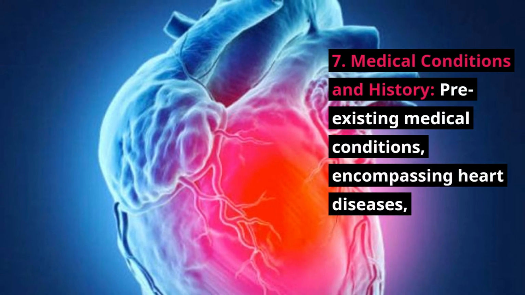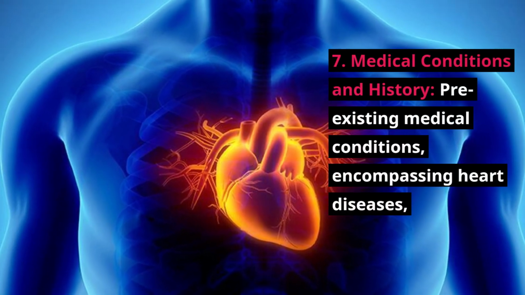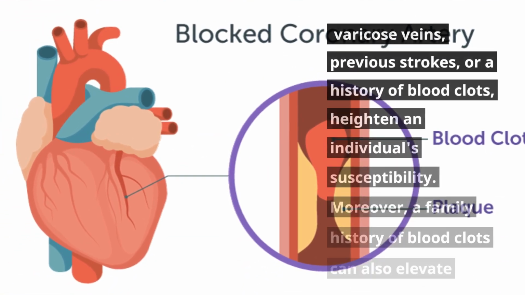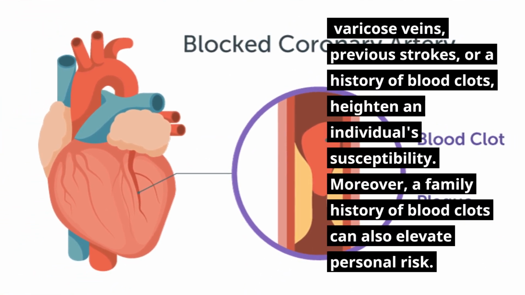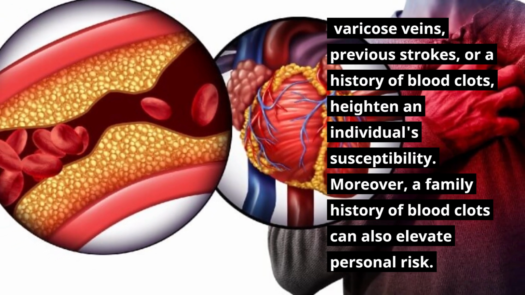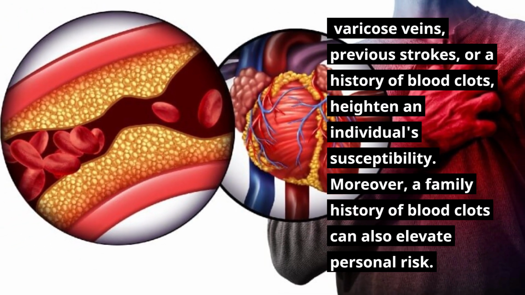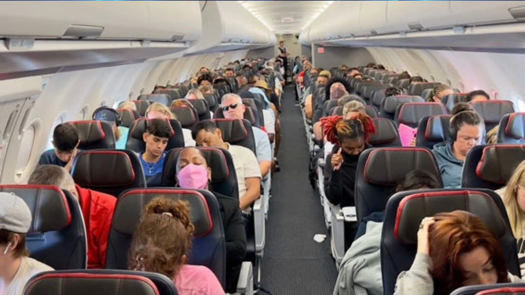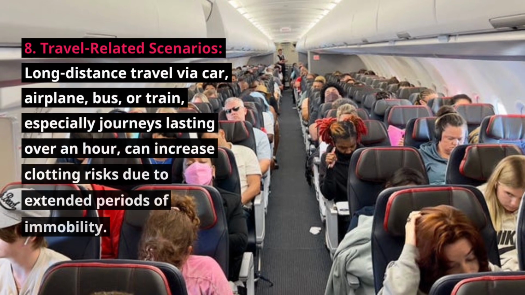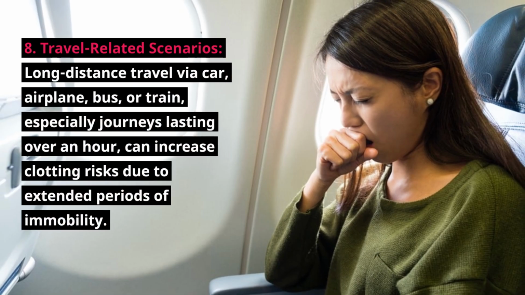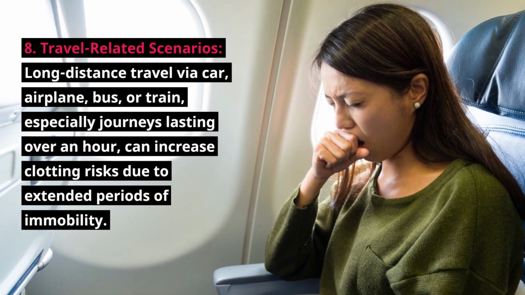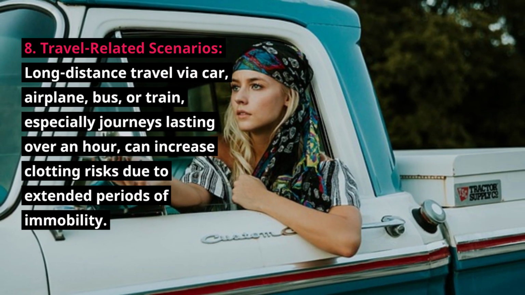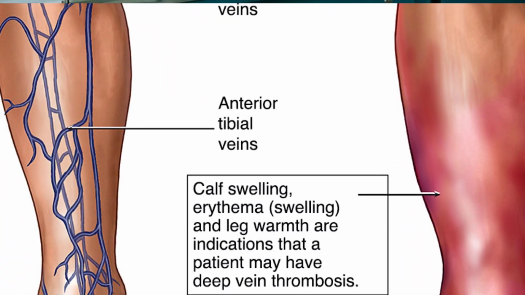7. Medical conditions and history. Pre-existing medical conditions, encompassing heart diseases, varicose veins, previous strokes, or a history of blood clots, heighten an individual's susceptibility. Moreover, a family history of blood clots can also elevate personal risk. 8. Travel-related scenarios. Long-distance travel via car, airplane, bus, or train, especially journeys lasting over an hour, can increase clotting risks due to extended periods of immobility.